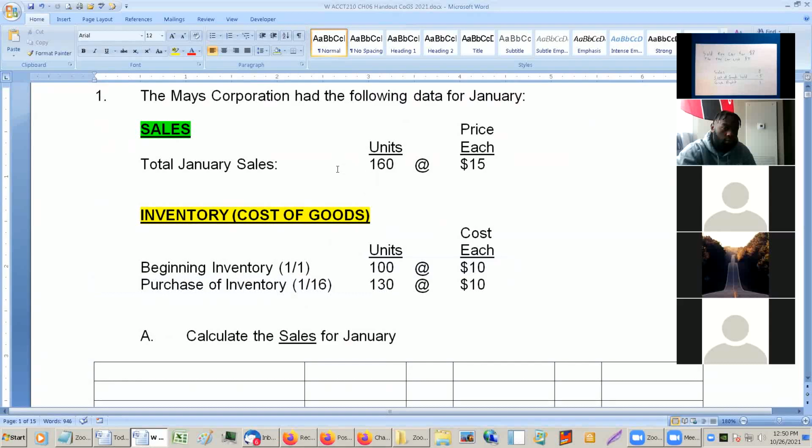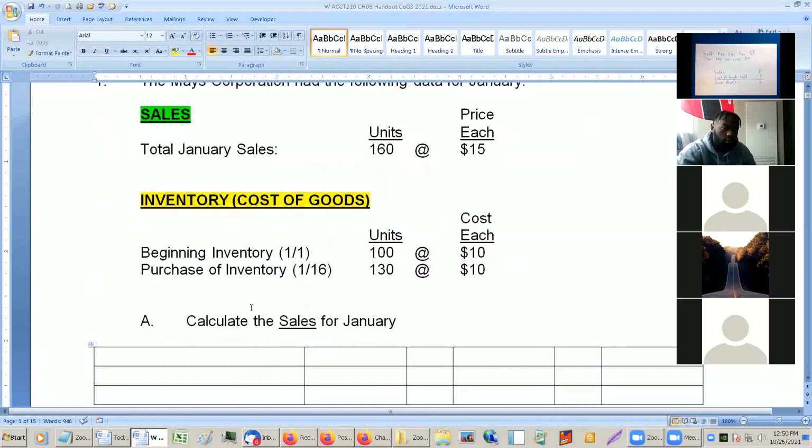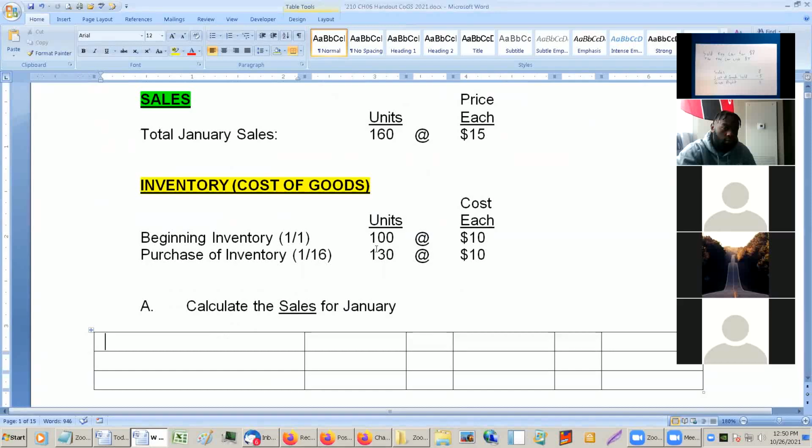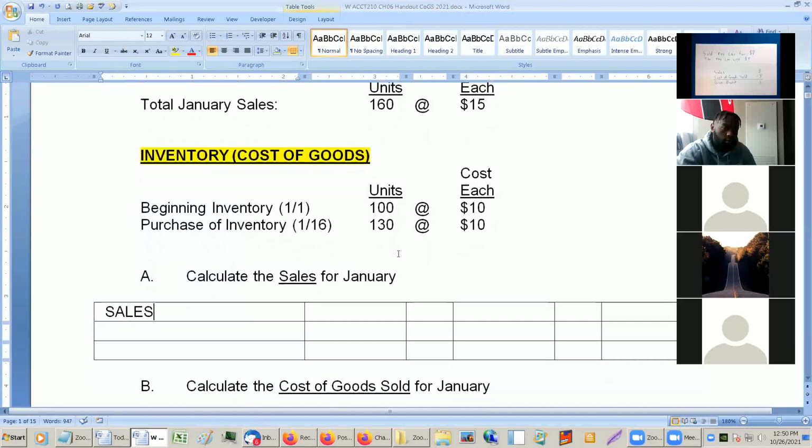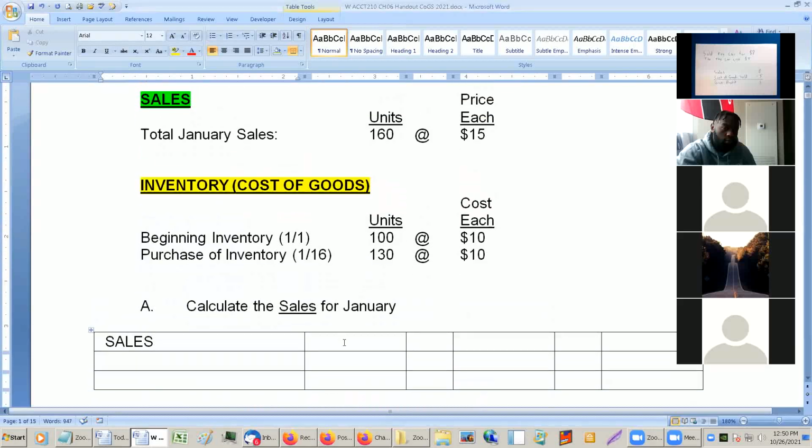Okay, so total January sales were 160. Coming down here to calculate the sales, we have... I'm not going to do caps because I'll goof it up.